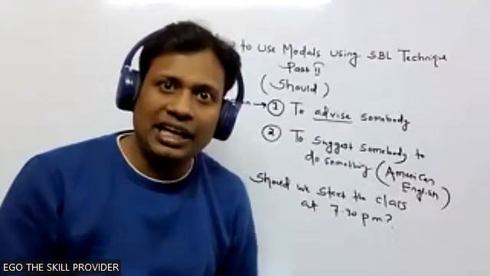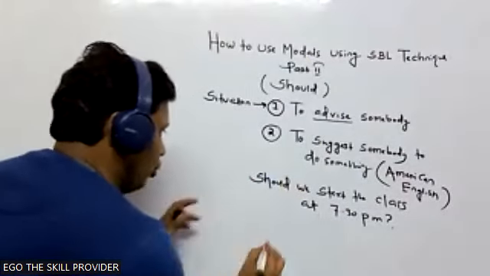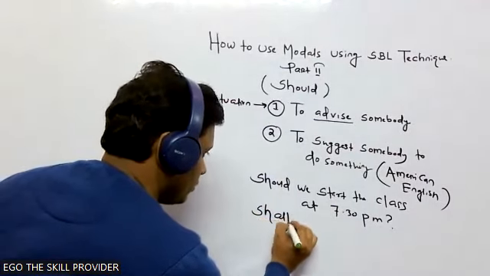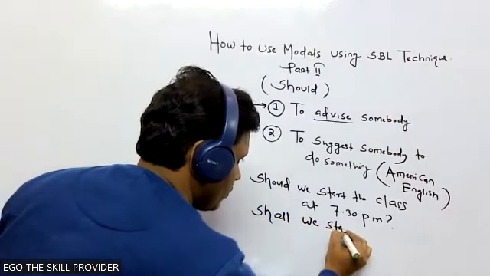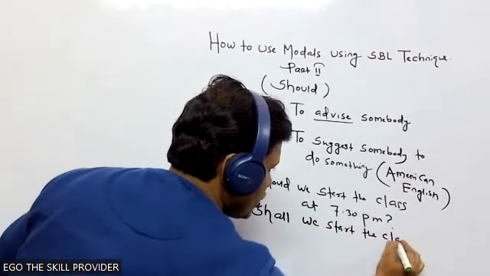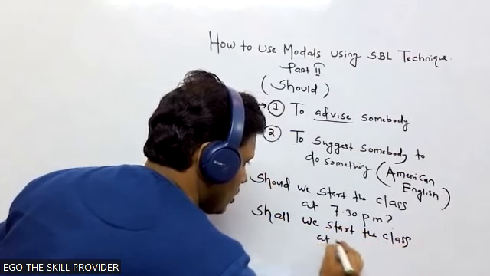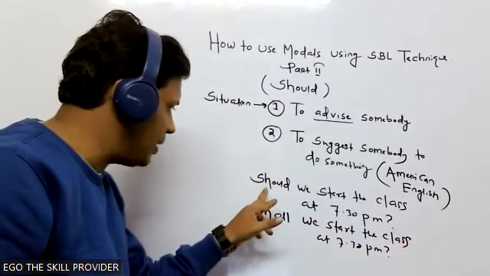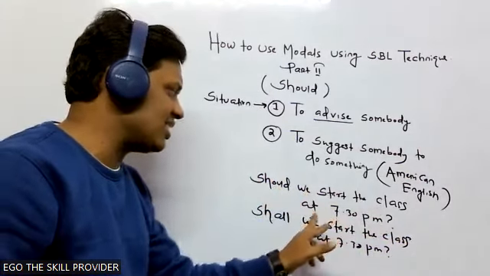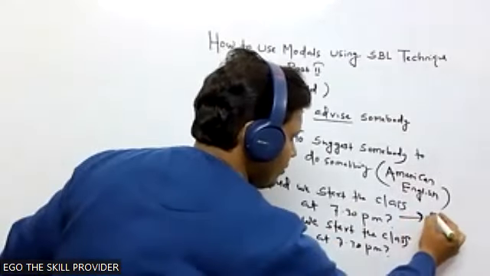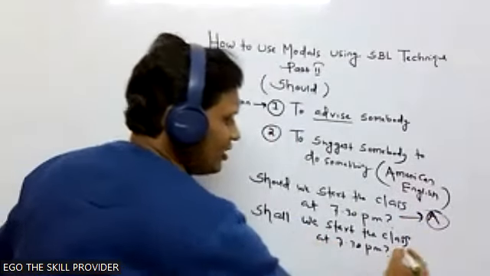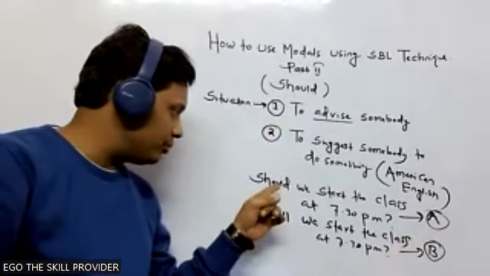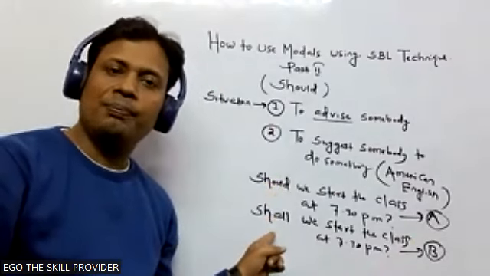Shall we go there? Look, both sentences are correct. Let me write another sentence here. Shall we start the class at 7:30 p.m. tomorrow? Look at the two sentences. They have the same meaning. Should we start the class at 7 p.m.? This is called American English. And shall we start the class at 7 p.m.? That is called British English. So that's the difference. You can use either American English or British English.